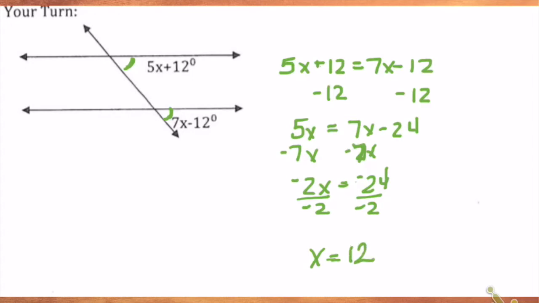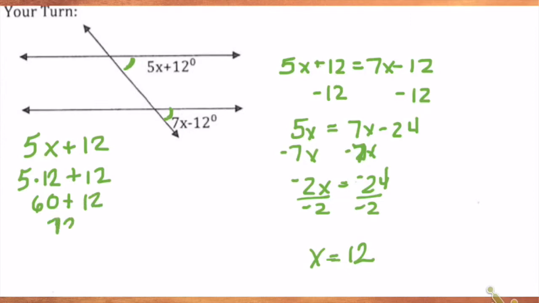And we get that x is equal to 12. Now remember, that's not your angle measurement. You just get that x is 12. So we need to plug back in and say, okay, if my angle measurement was 5x plus 12, I'm going to plug that 12 back in there. Okay, and I end up with 60 plus 12, and that gives me 72.